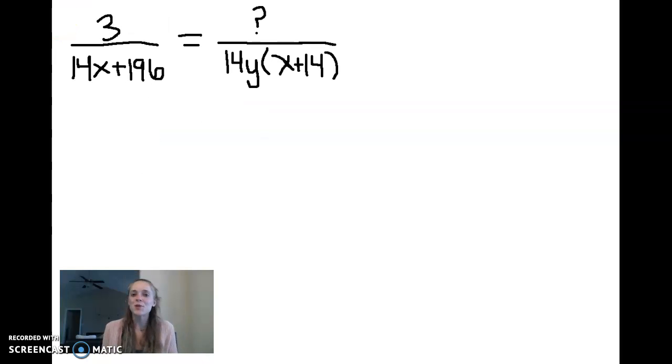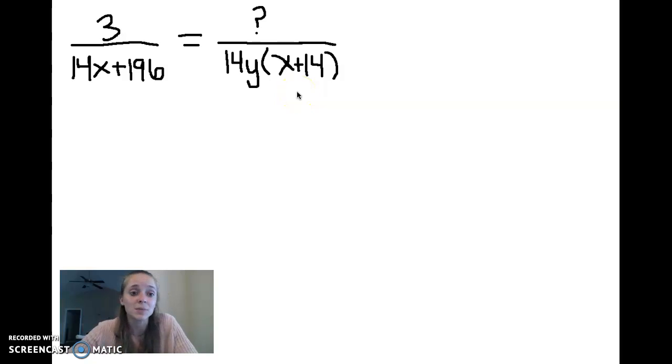Okay, so that other problem that I'm going to look at is 3 divided by 14x plus 196 equals what over 14y over x plus 14. The goal of this problem is to rewrite the fraction on the left so that it has the same denominator as the fraction on the right. To be able to do that, we really need to examine the denominator on the left. We need to see what we can factor out so that we can see what factors match what's on the right, so that we know what to do to make them look the same.